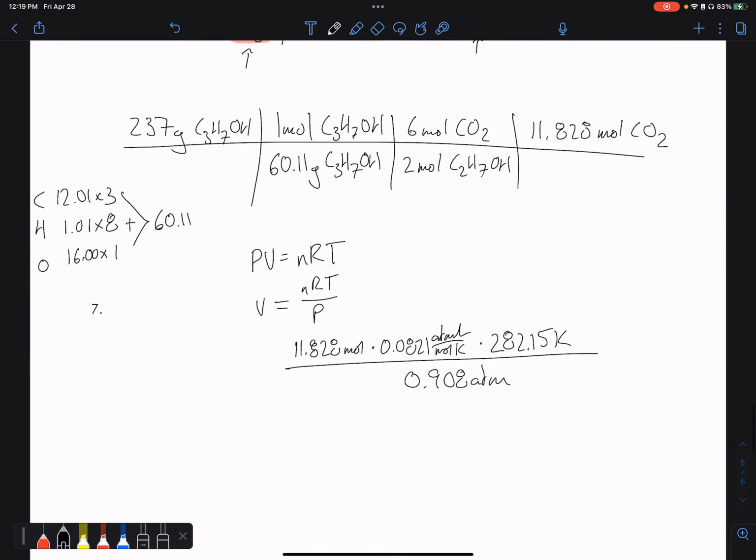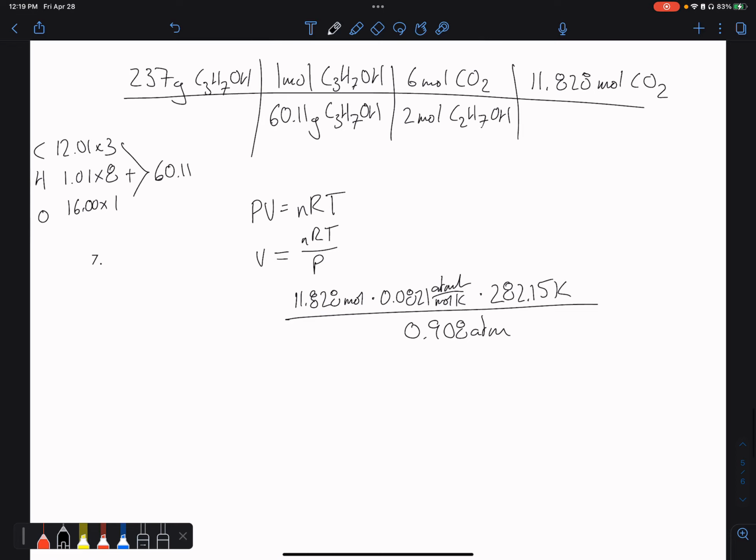So 11.828 times 0.0821 times 282.15 divided by 0.908. This will be 302 liters of CO2 is the amount of gas that you could make.